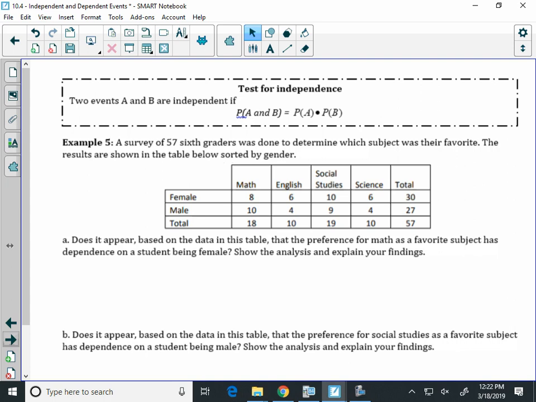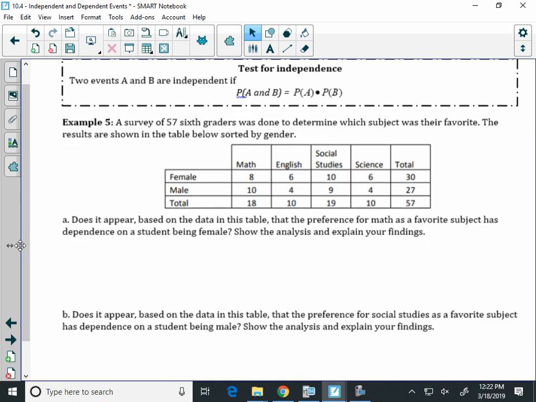So take a look at this example. It says a survey of 57 sixth graders was done to determine which subject was their favorite. The results are shown in a table and they're sorted by gender. First question says, does it appear based on the data in this table that the preference for math as a favorite subject has dependence on a student being female? Show the analysis and explain your findings.